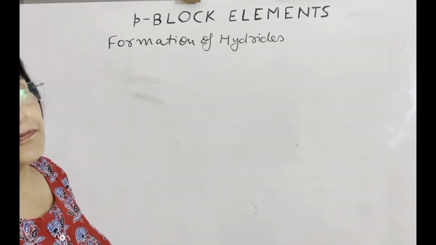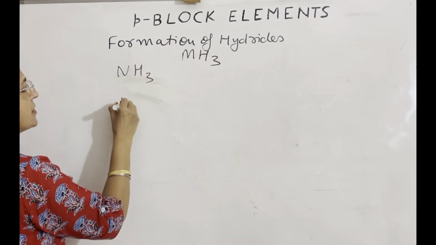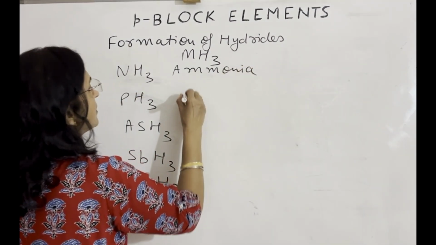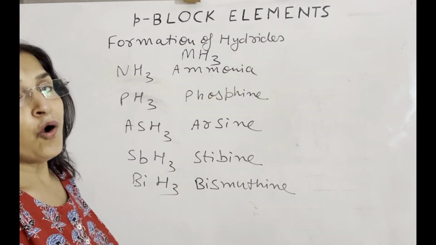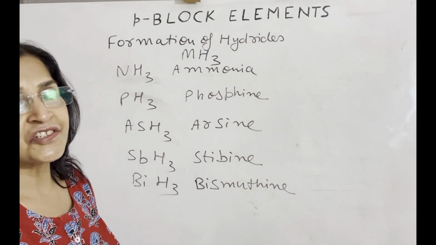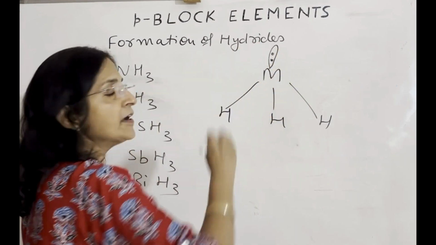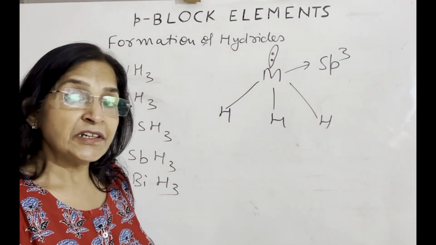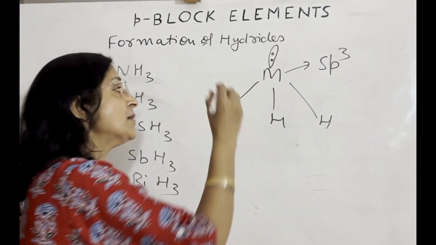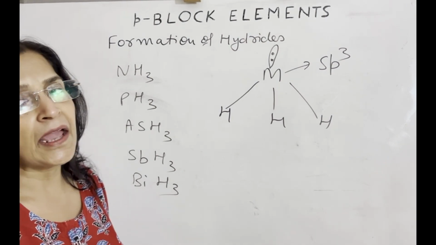So elements of group 15 form hydrides having formula MH3: NH3, PH3. These are the hydrides of these elements. Ammonia, phosphine, they all are pyramidal in shape, and the central atom is sp3 hybridized in each case. General structure of these hydrides: pyramidal shape, 3 covalent bonds and 1 lone pair is present. The geometry should be tetrahedral, but due to the presence of lone pair, lone pair and bond pair repulsion, the molecule has distorted geometry and therefore they are pyramidal in shape.